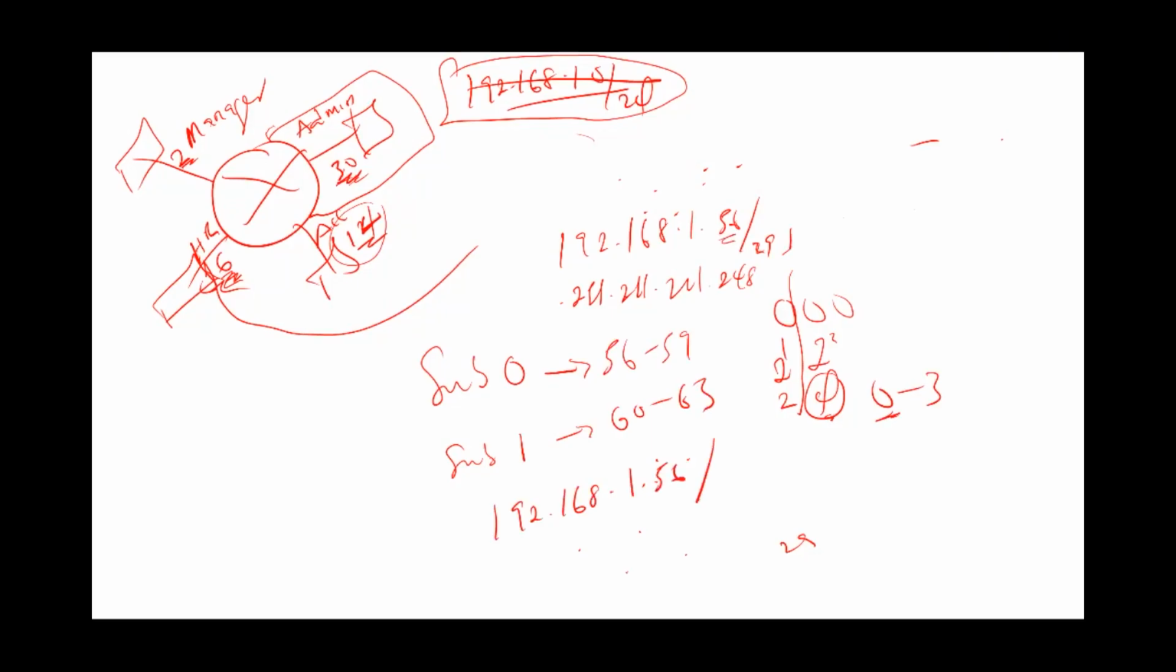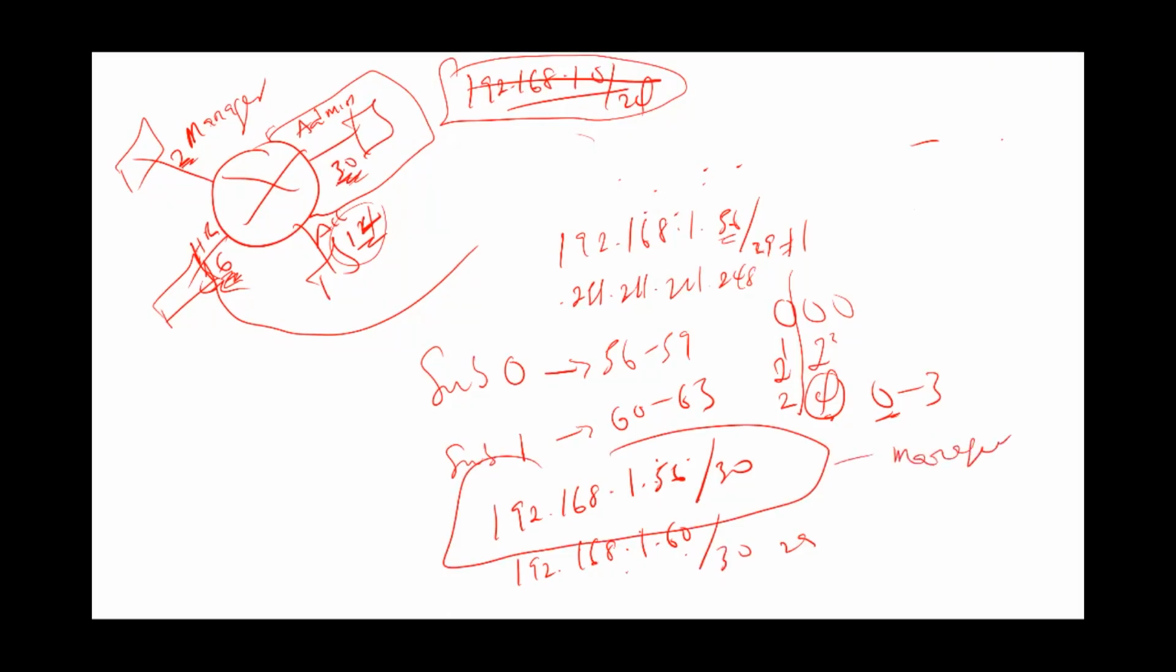192.168.1.56/ don't forget, we borrow 1 more bit, 30. Then we'll have 192.168.1.60/30. I will carry this subnet here and give to manager's department. What happened to this last one here? I will keep it and document it for the future.